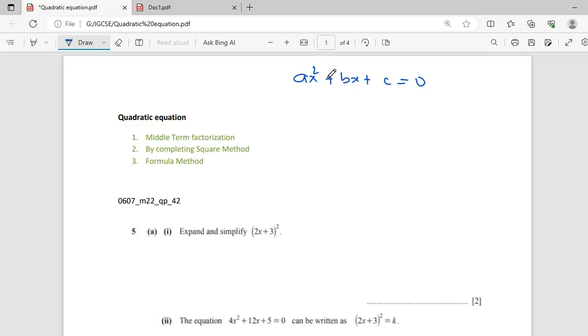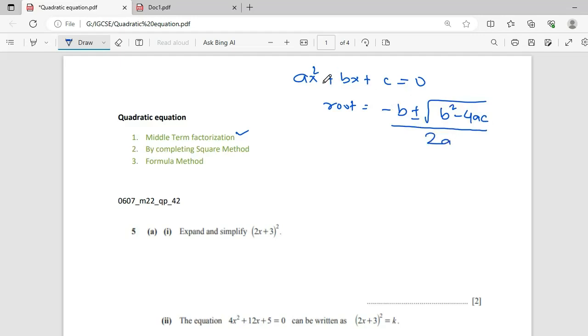If there is ax square plus bx plus c equals 0, there is a middle term factorization, which we'll understand in this session. Then how we can use the completing the square method and the formula method. Before starting these two, I will explain the formula method. If we have a standard equation like ax square plus bx plus c equals 0 and we have to find the root, we can write root equals minus b plus minus root under b square minus 4ac upon 2a.